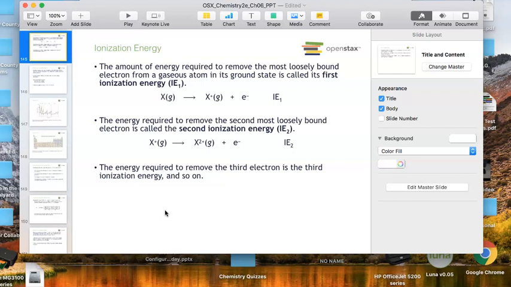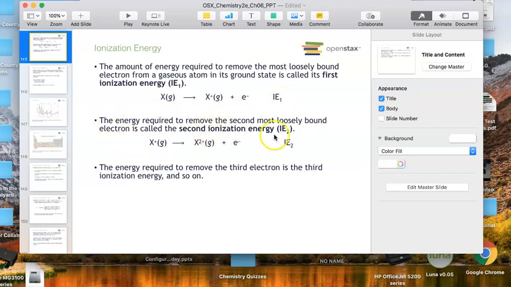If you remove one electron, the first electron from an atom, it's referred to as the first ionization energy. So here I have an atom. I use some energy to remove one electron from this neutral atom to make it a positively charged atom, and the electron that was removed, and that's referred to as IE1, i.e. the ionization energy needed to remove the first electron from this neutral atom.